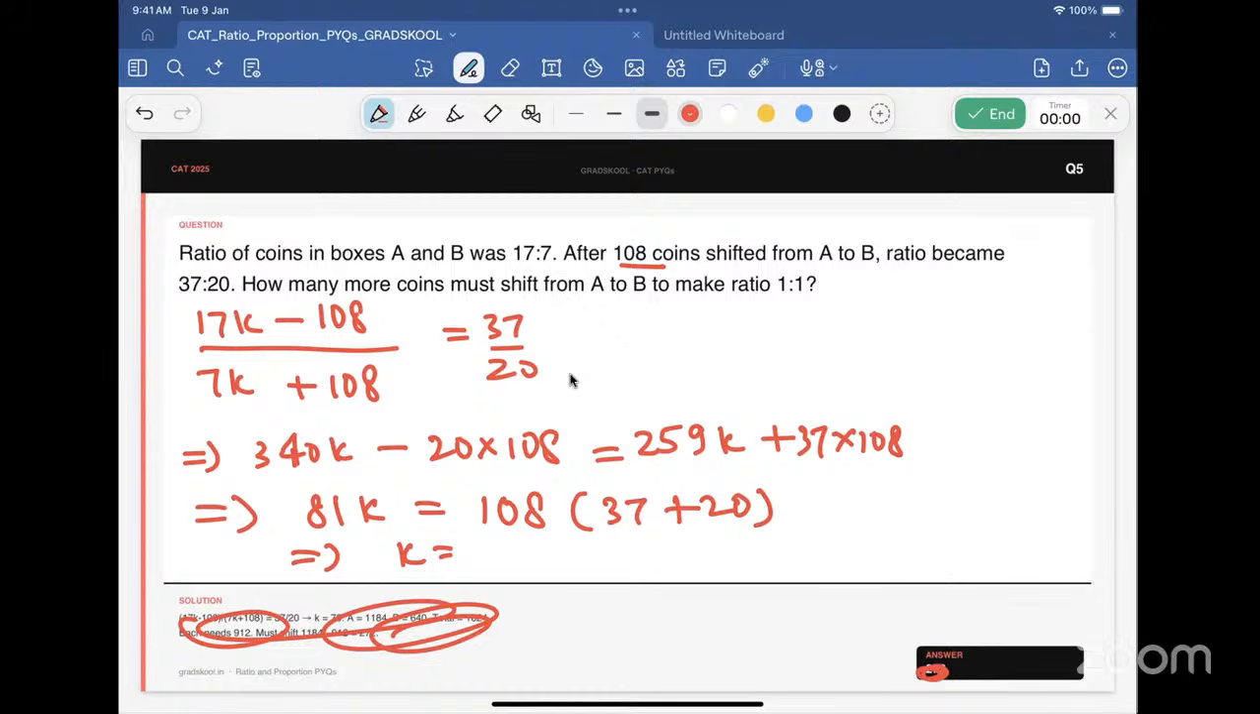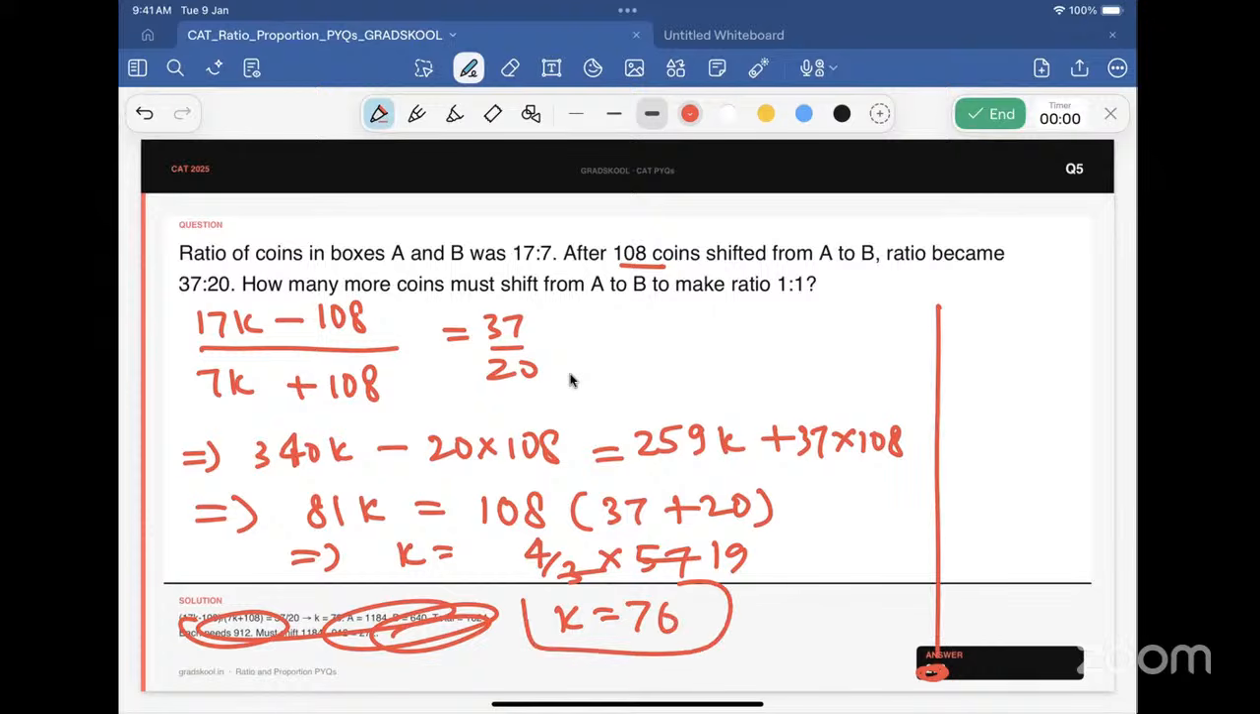Yes, that's correct. 272 is the correct answer. 81. 9 nines are 81, and 9 into 12. 4 by 3 is what I get. 4 by 3 into 57. 3 19s are 57, so K is 76. K is 76. Okay, cool. Rest, you know what to do. So put 76 here and try to solve it. So you will get the answer as 272. I think you can solve it.